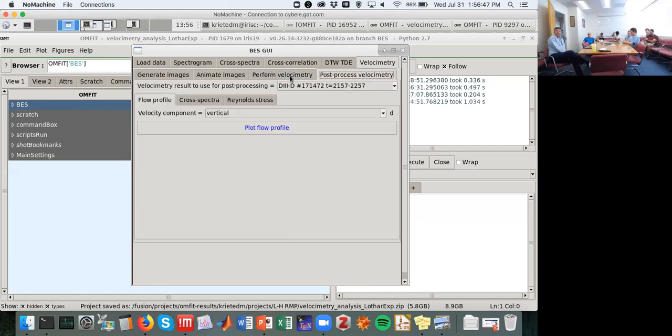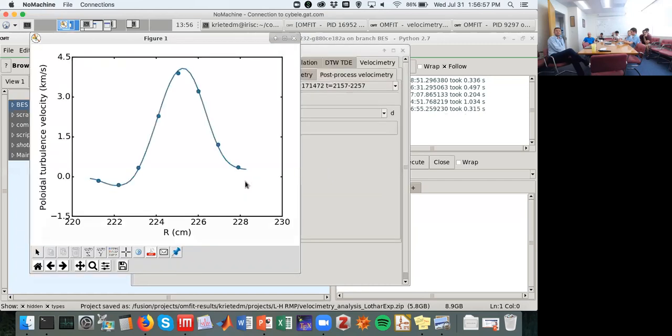All right, so I've already run velocimetry for this example, so I'll just briefly go through the post-processing. I have the same case selected with velocimetry results, and you might want to look at a flow profile. This is a profile of the poloidal turbulence velocity in kilometers per second versus radius, and you'll notice the flow is upwards here near the edge of the plasma. Upwards in this plasma is the electron diamagnetic direction. So what you're seeing here is actually equivalent to an Er well. Basically, a negative Er would give you a vertically upwards velocity. So that's what you're seeing, the kind of flipped Er well here.